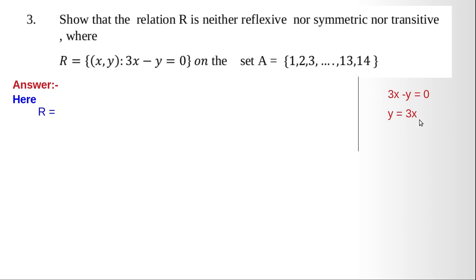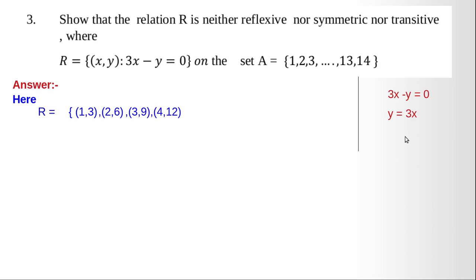When x is equal to 1, what is the value of y? y equal to 3 into 1, that is 3. So (1, 3). When x is equal to 2, what is y? 3 into 2, that is 6. So (2, 6). When x is equal to 3, 3 into 3, that is 9. When x is equal to 4, 3 into 4, that is 12.